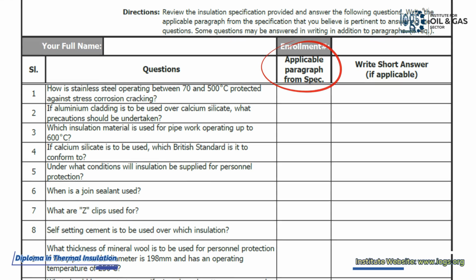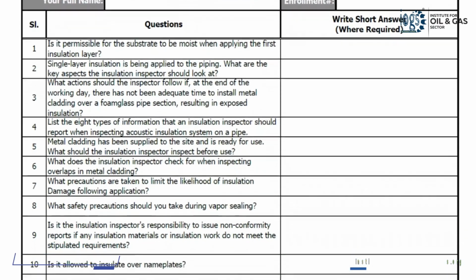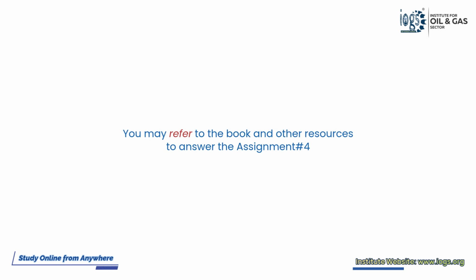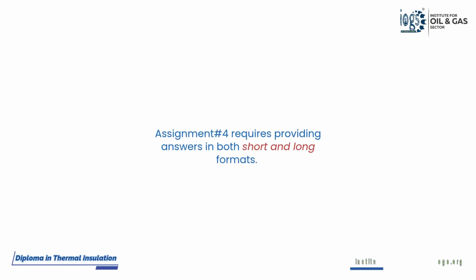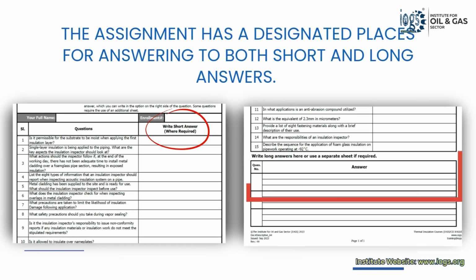The final assignment you have is Assignment 4, which includes 15 descriptive questions. To answer these questions, you may refer to the book and other resources. This assignment allows for both short and long answers. You can select from the provided options to write the answer to a question.